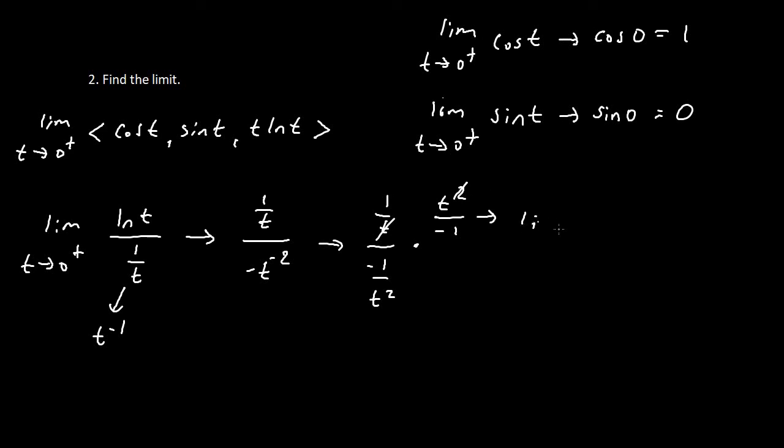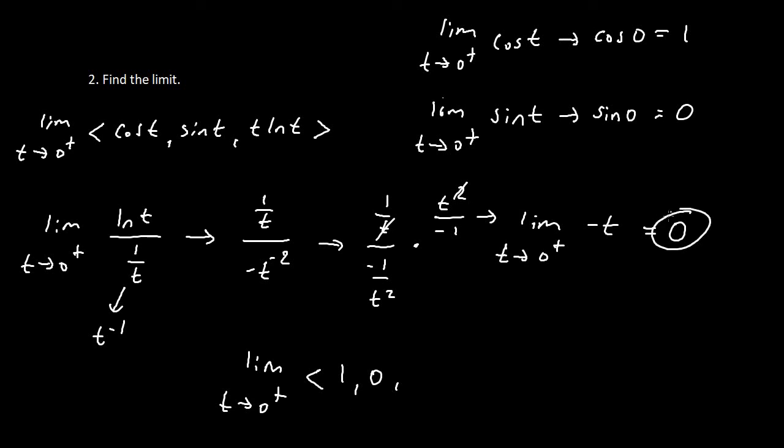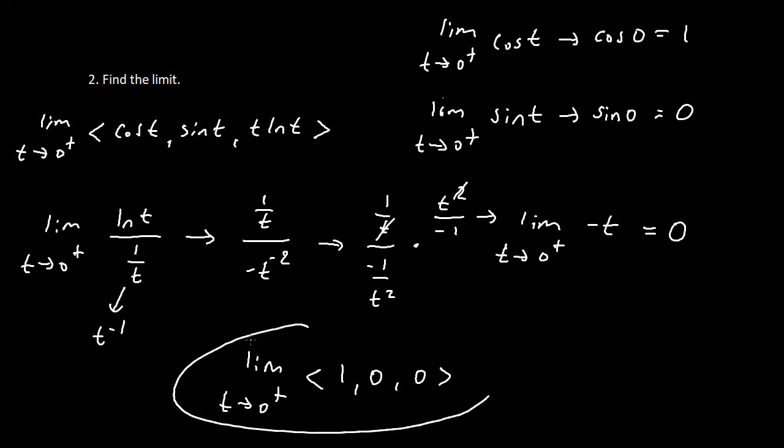If I rewrite limit notation once again, the limit as t approaches 0 from the positive direction of negative t. I can just plug in 0, and then we'll get 0 for the limit. So the limit as t approaches 0 from the positive direction of the entire vector function is going to be the limit of cosine t, which we found to be 1, comma, the limit of sine of t, which we found to be 0, comma, the limit we found for t times the natural log of t, which is 0. So in component form, the limit is going to be 1, 0, 0 for a final answer.